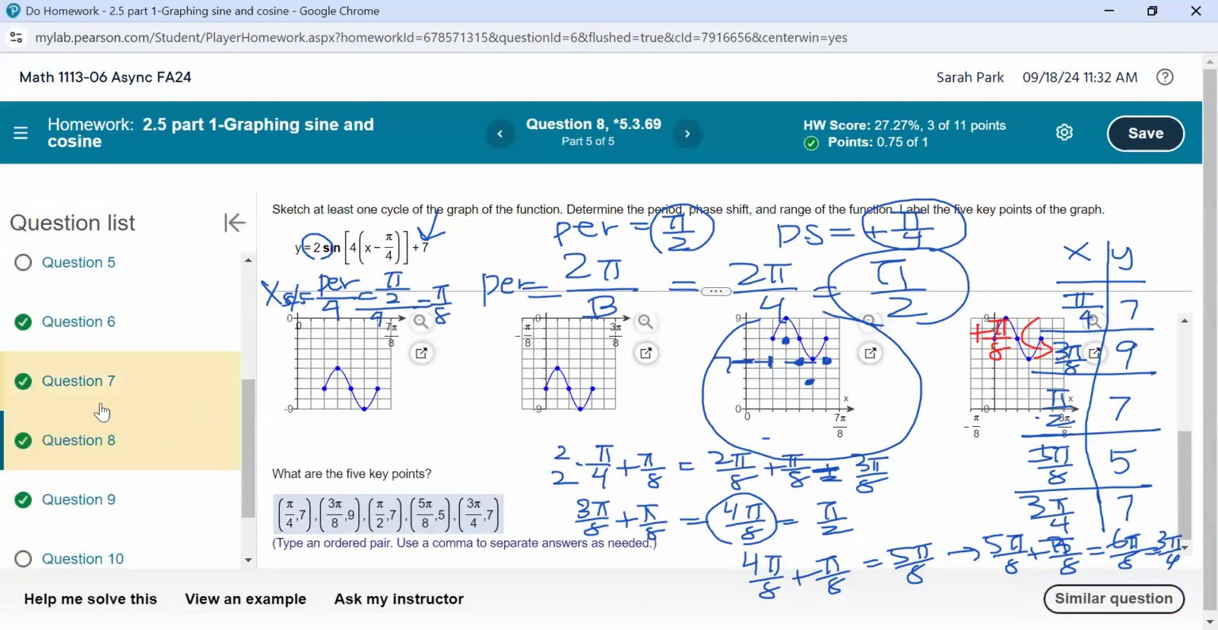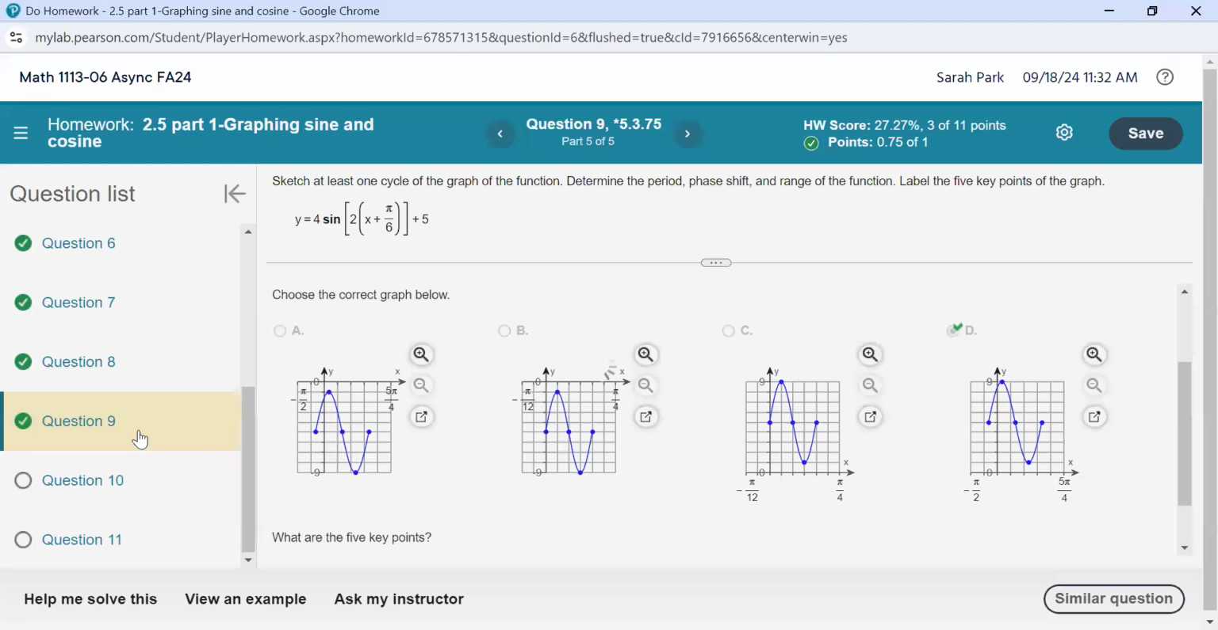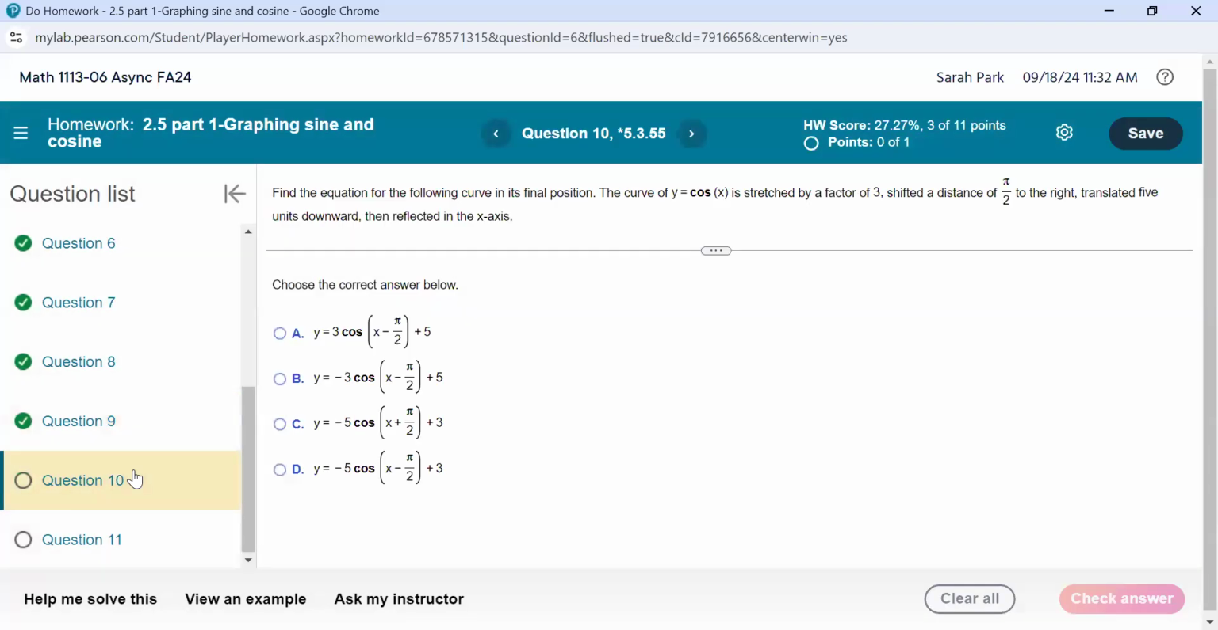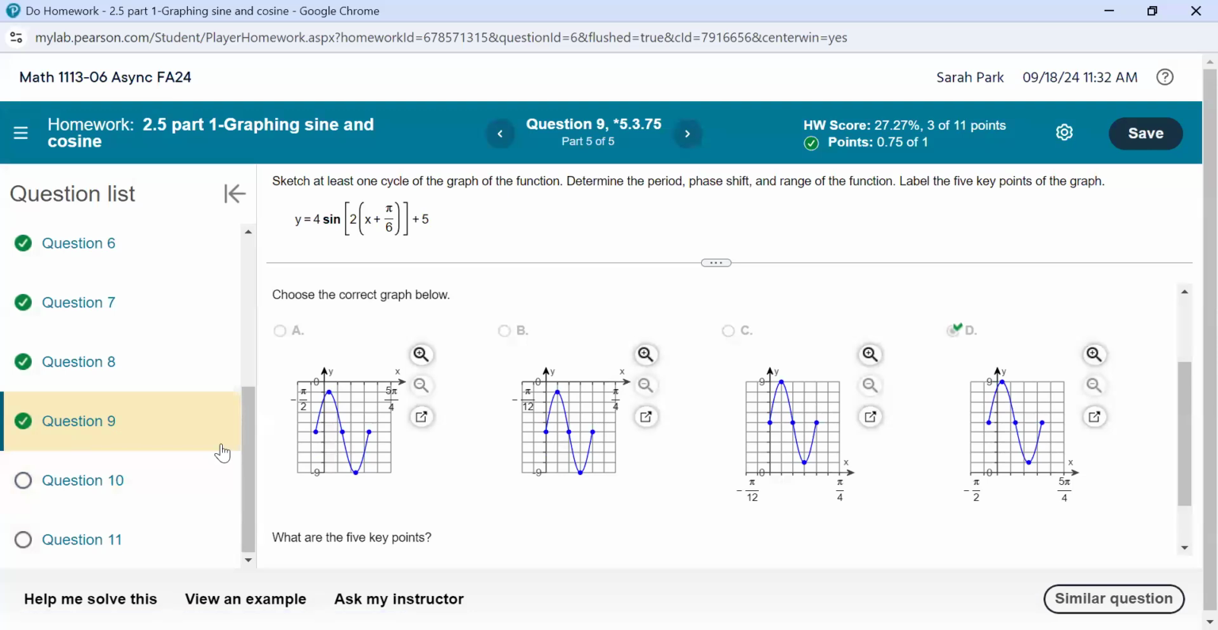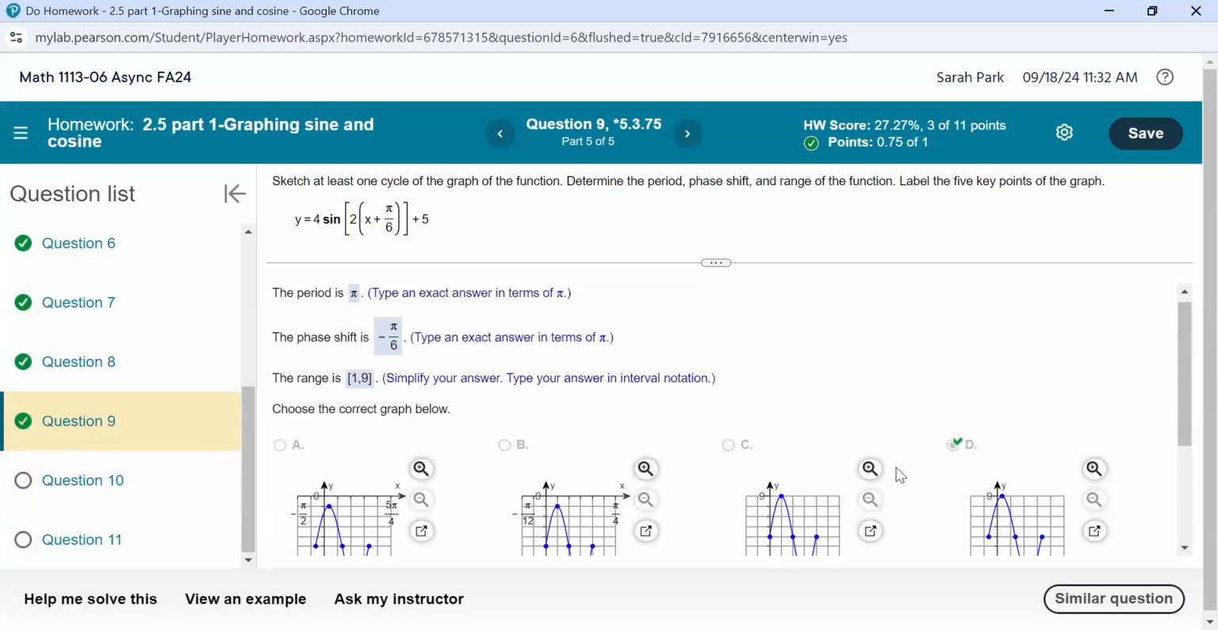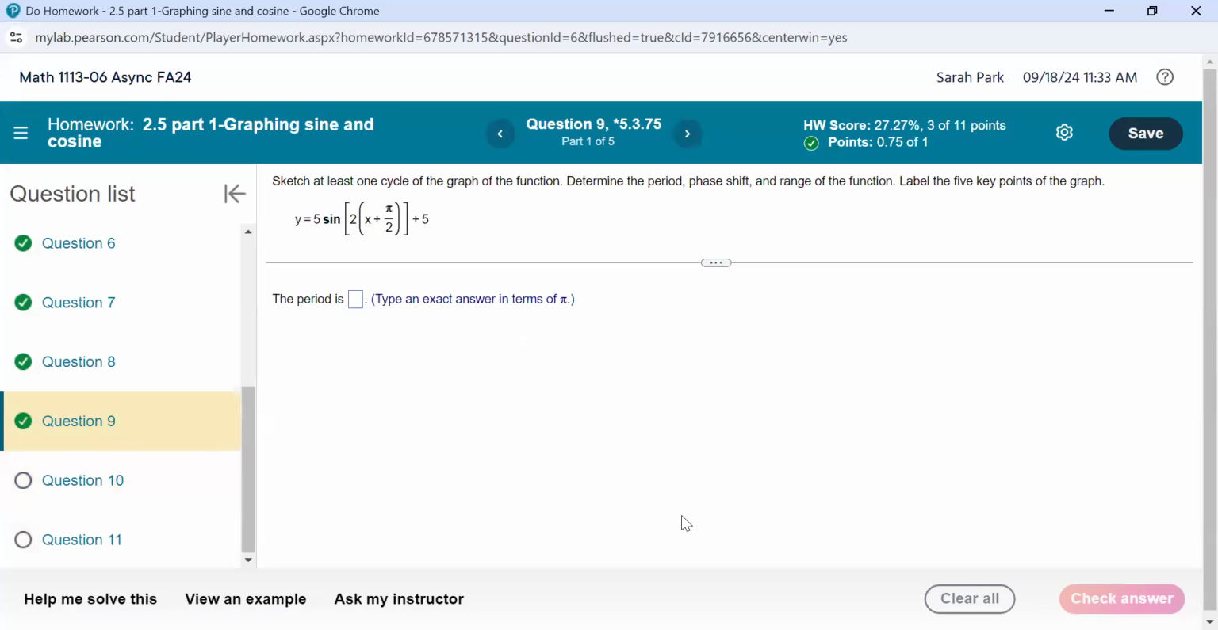Okay, great. Maybe I'll just do one more, but hopefully this is helping. Let's see. Okay, let's just do another one. I'm going to do number 9.